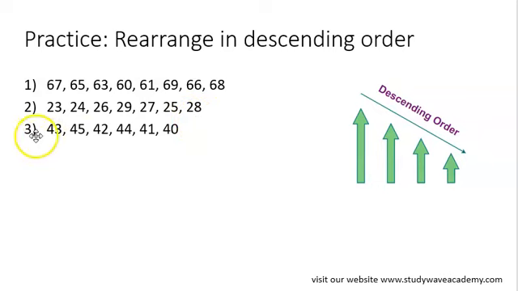We do that also in number 3. We have 43, 45, 42, 44, 41, and 40. You do what? Arrange from the biggest to the smallest. So ascending order and descending order. Who can tell me the meaning? Ascending order is going up and the descending order is coming down.